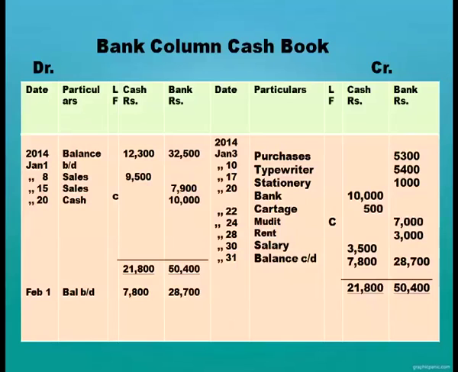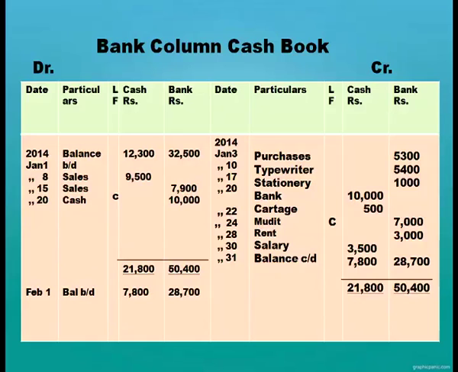The biggest total came to 21,800 in the cash column, and you have to write that amount as total on both sides of the cash book in the cash column. The difference will be written as balance carried down. The difference amount came to 7,800. So, it will be written on the last date of that particular month, January 31st, balance carried down.